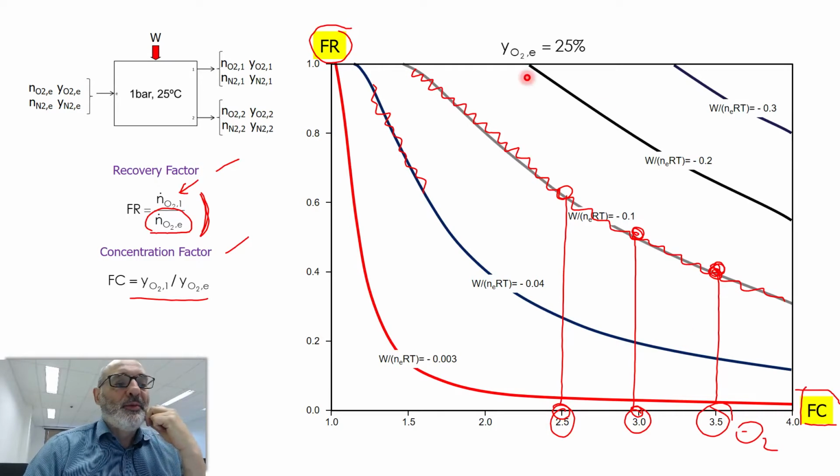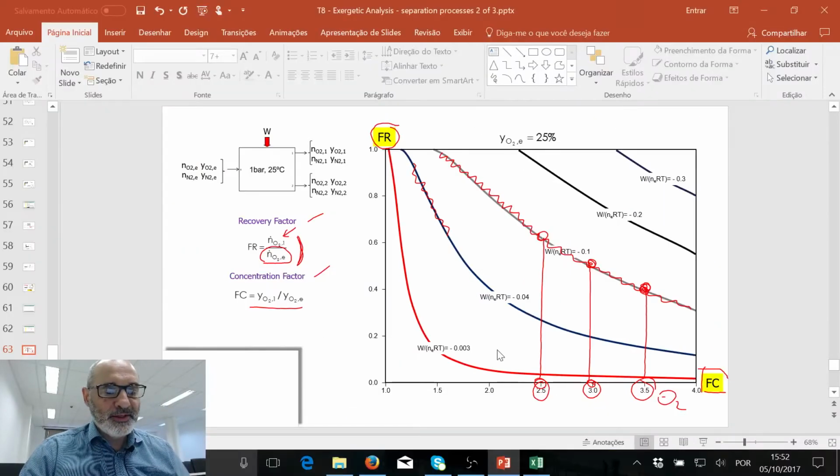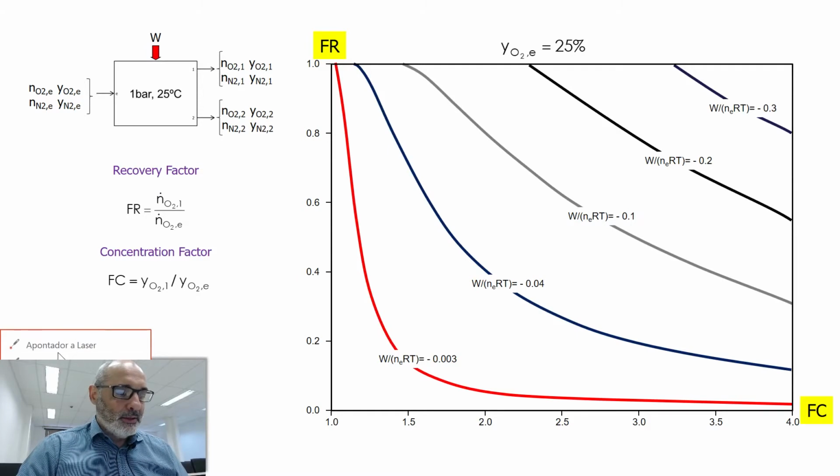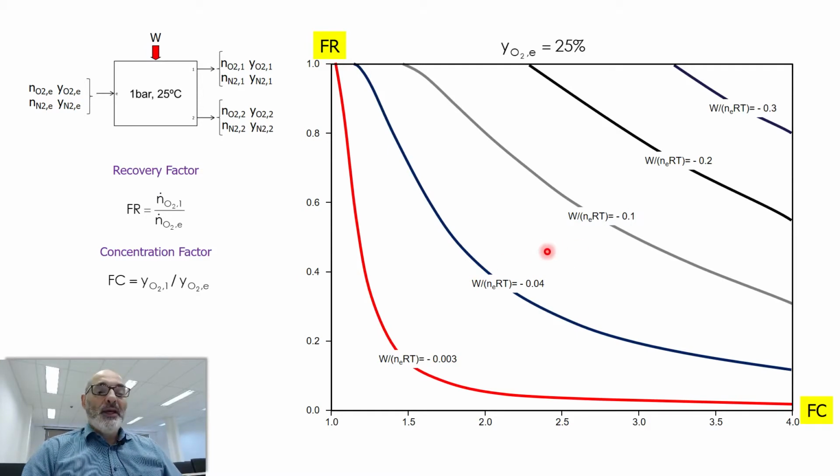So this is the operating envelope of the process. This is the operating envelope, and I hope I made myself clear on how to calculate this envelope. You see that this point corresponds to the minimum separation work for perfect separation, for complete separation.